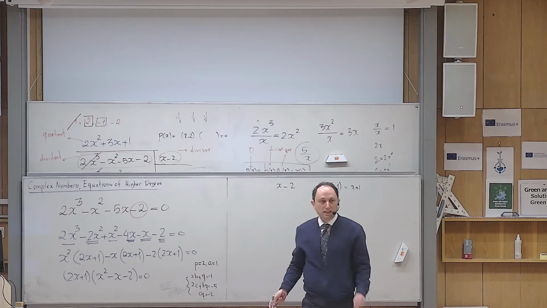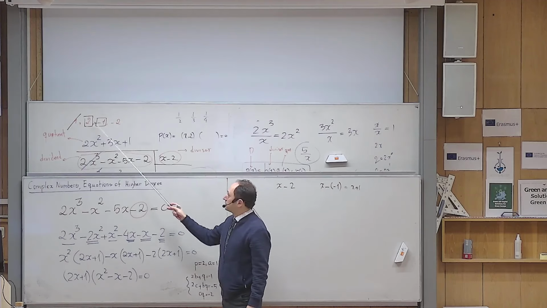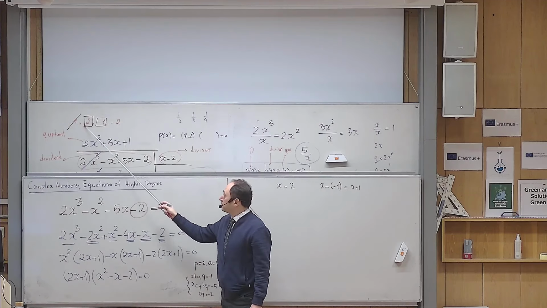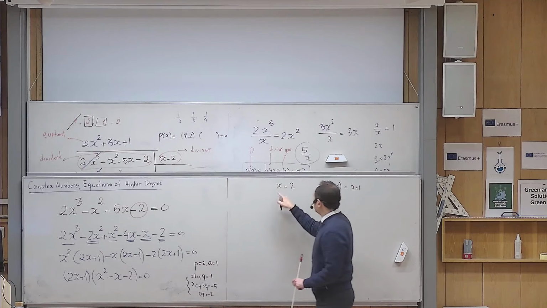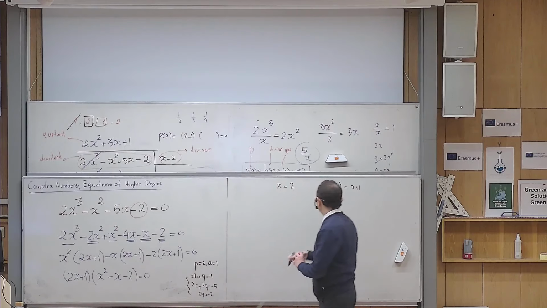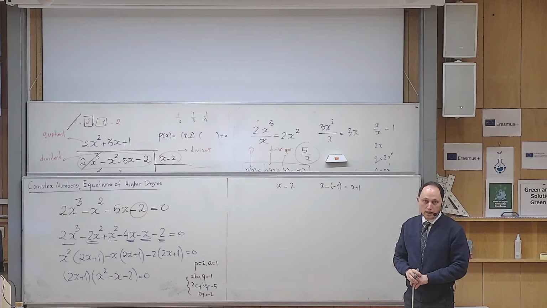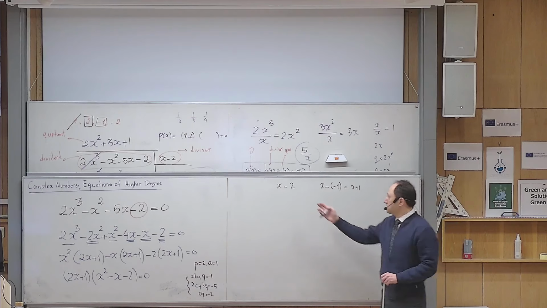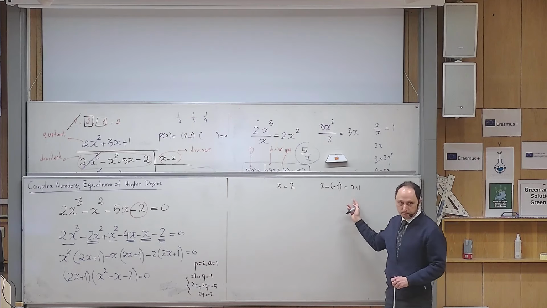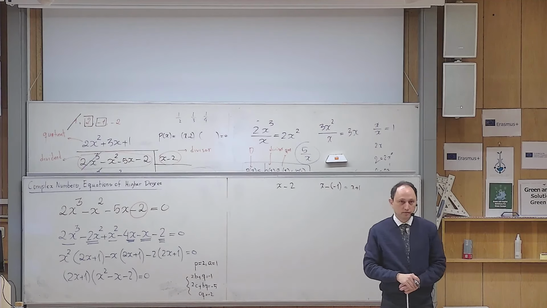But now let us say that I was more patient, and not only found this, but also found this. Because of that, I know my polynomial is divisible by this. Because of that, I know my polynomial is divisible by this. Okay? Can I say something more now? I know that my polynomial is divisible by both of them. So it is divisible by what?